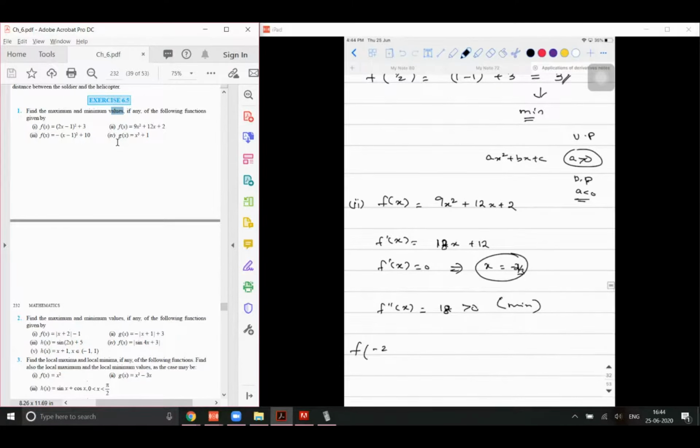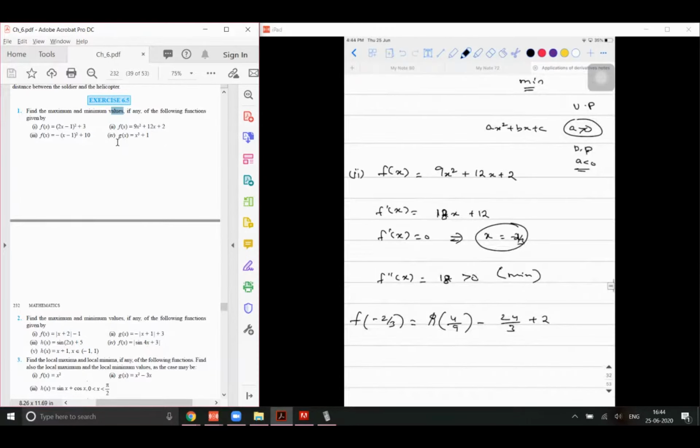Correct? So f of minus 2 by 3 is how much? 9 into 4 by 9 minus 24 by 3 plus 2. So 9, and this will get cancelled, 8. 4 minus 8 plus 2. Is it minus 2? Yes, sir. Okay.